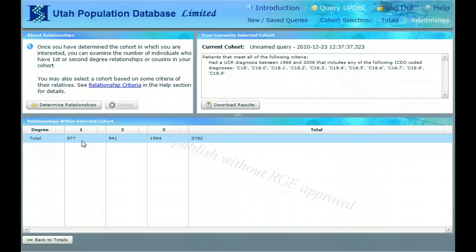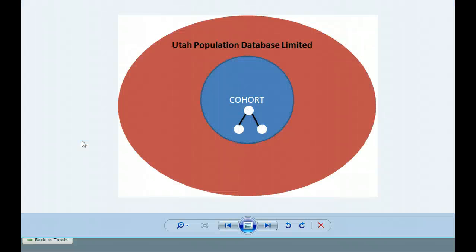Lastly, I would like to illustrate the difference between pedigree quality and degree of relationship. Degree of relationship only counts relationships that occur inside of the cohort. Pedigree quality, on the other hand, starts with the individuals found inside the cohort, but then builds a pedigree regardless of cohort boundaries. This concludes the tutorial on pedigree quality and degree of relationship.